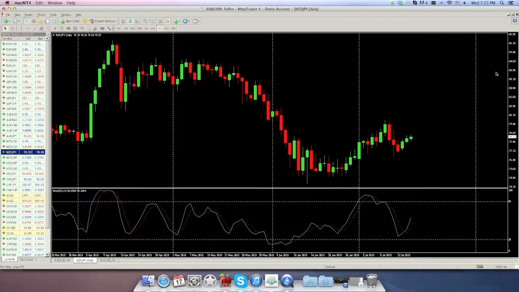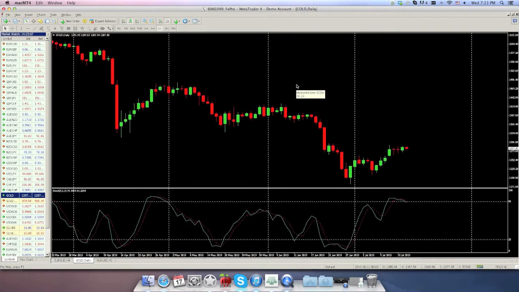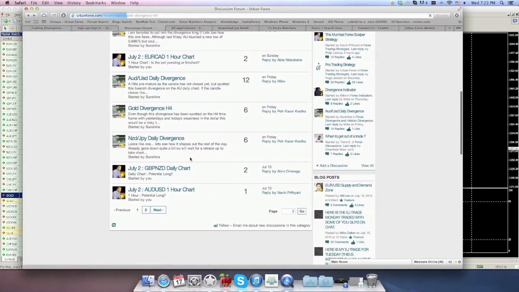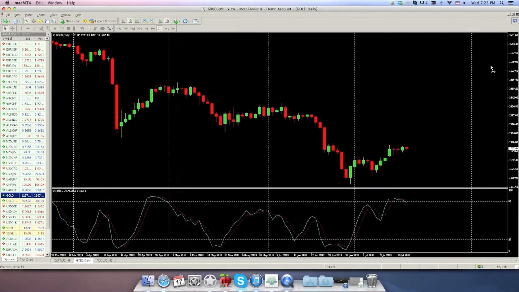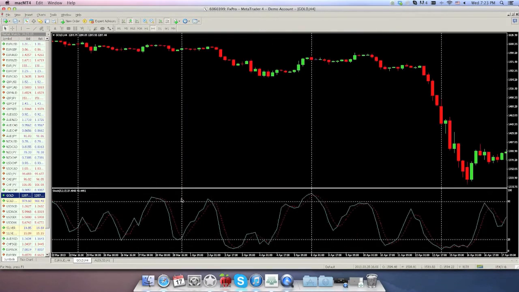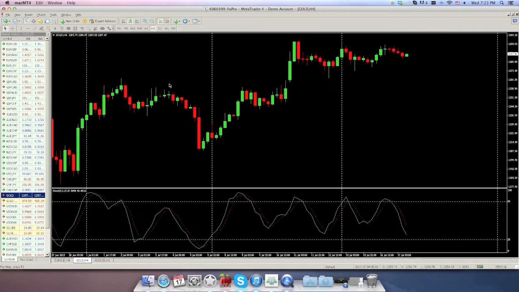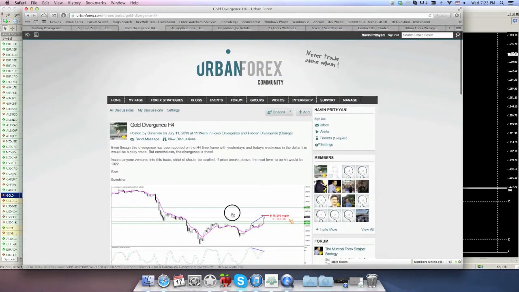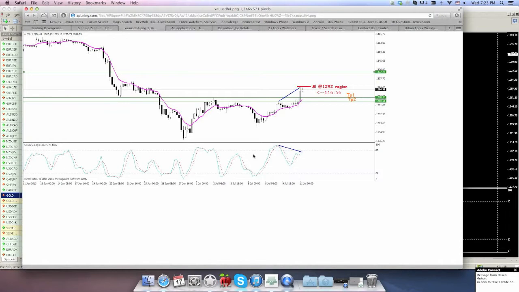Okay, let me open up my chart to gold. All right, here we go. Gold divergence. This is 4 hours. Okay, let's see what we got. Okay, Hassan's question is, so how to take a trade on divergence? Okay, we'll go over that.